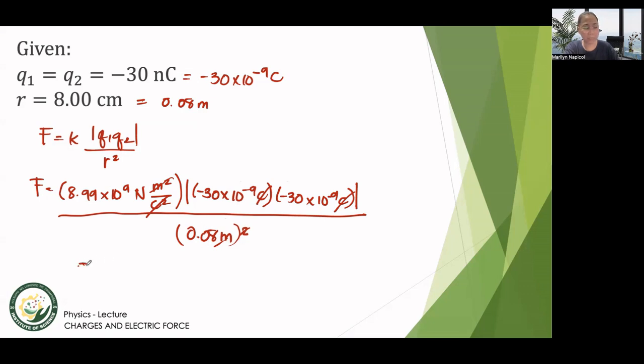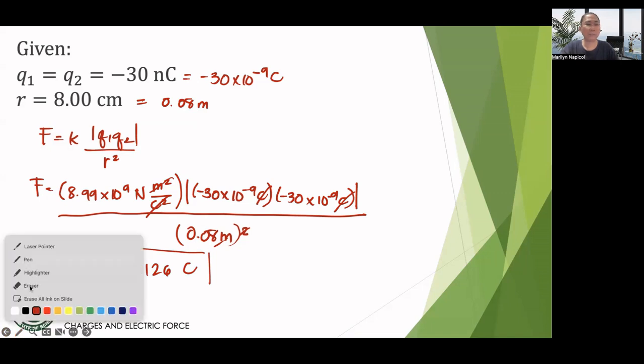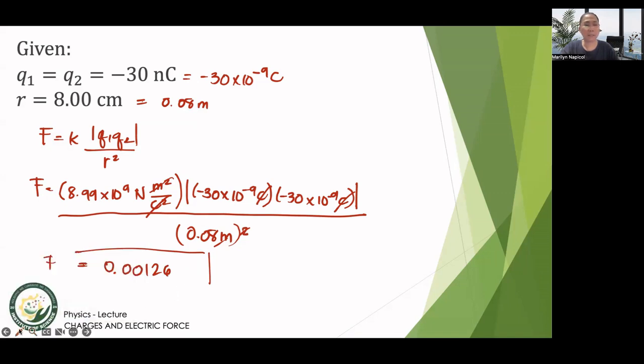Okay, so for this one, the answer that you will get, if you will input this in the calculator, is 0.00126. Medyo mahaba po yung number, so ni-round off ko na lang siya. Okay, so this is now the value, I'm sorry, it's not C, but rather it's Newton. Let me just erase that. Okay, this one is N, yeah, Newton. So this is your electrostatic force, 0.00126 N.